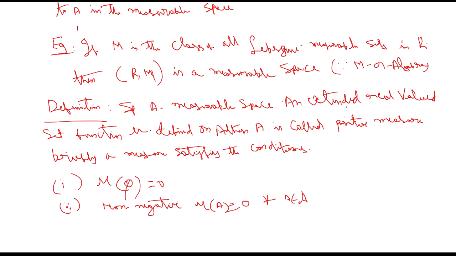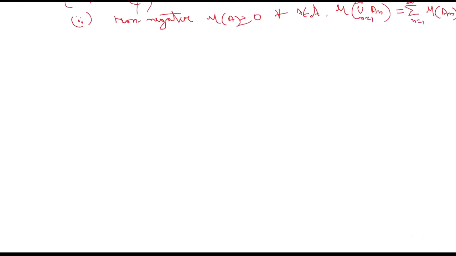For pairwise disjoint sets A n, we have mu of the union of A n for n equal to 1 to infinity equals the sum over n equal to 1 to infinity of mu of A n. Thus it is a non-negative set function.